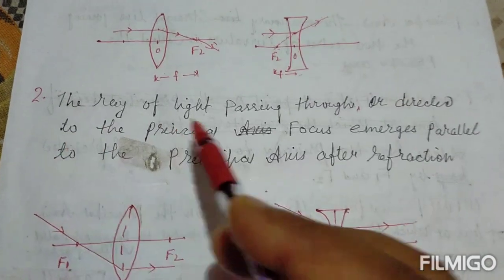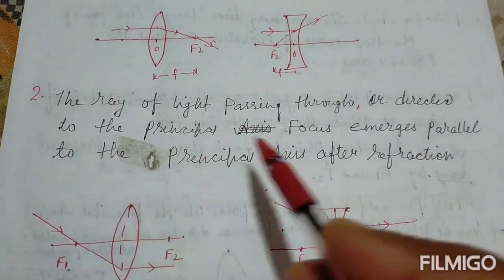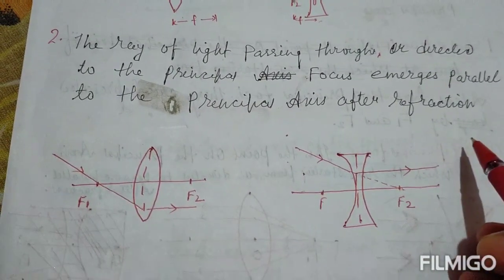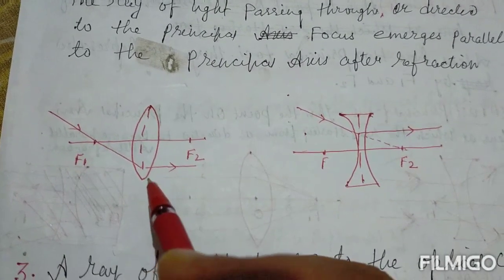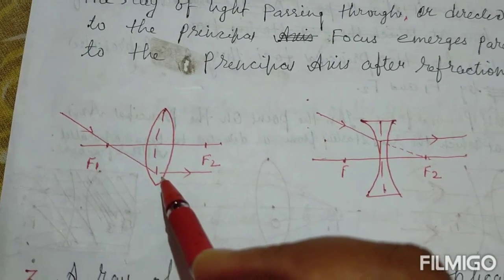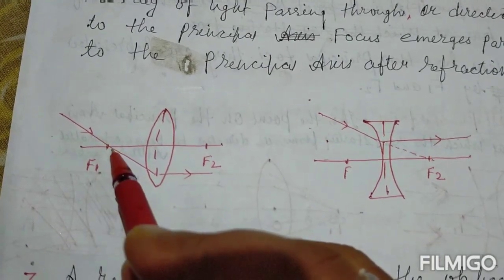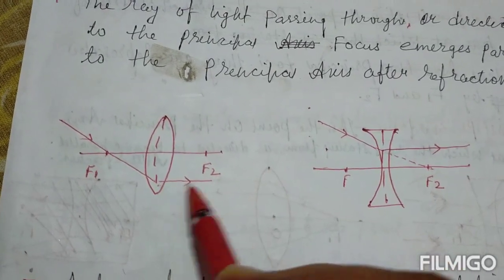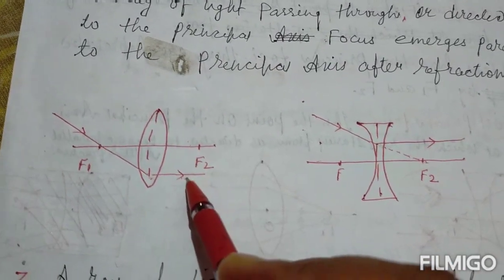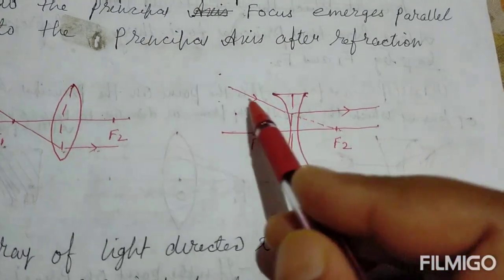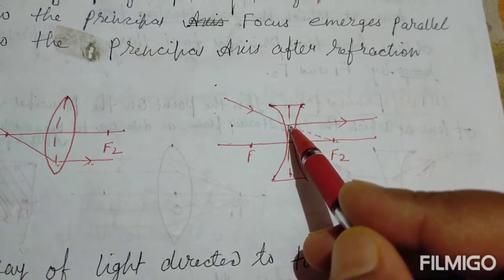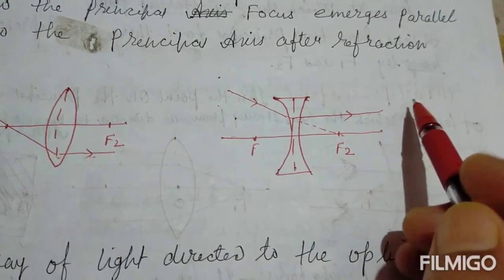Second one, a ray of light passing through or directed to the principal focus emerges parallel to the principal axis after refraction. See in this figure, this is the lens, a light ray passing through the focus and falling on the lens is then refracted. After refraction it becomes parallel to the principal axis, as we are seeing in the picture. In case of a concave lens also, a ray directed towards the focus falls on the lens, and after refraction it becomes parallel to the principal axis.